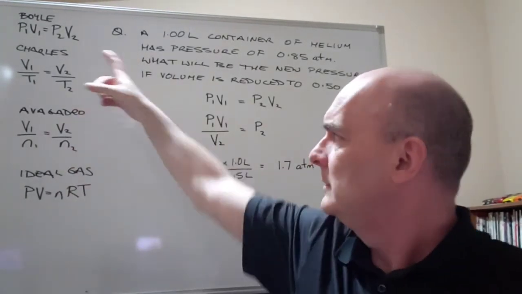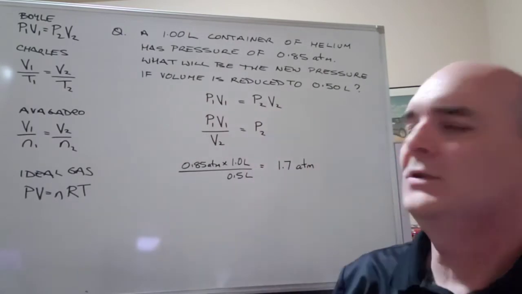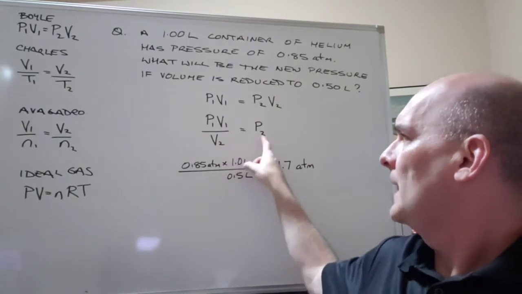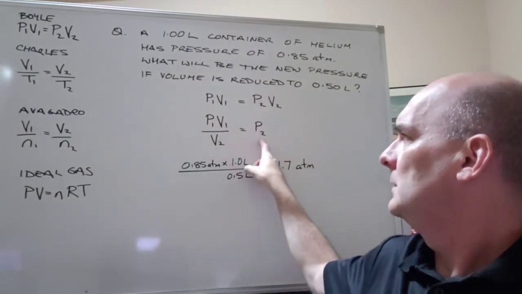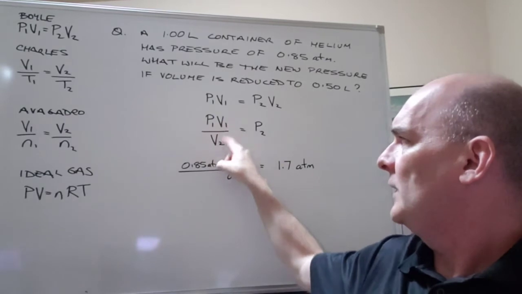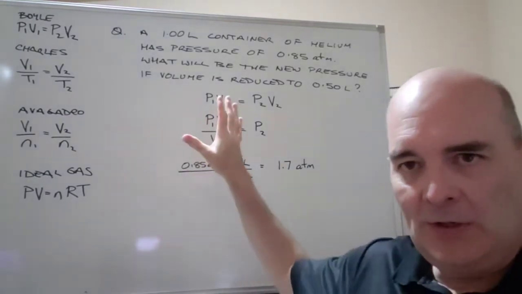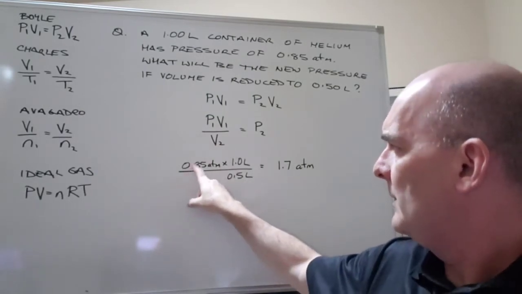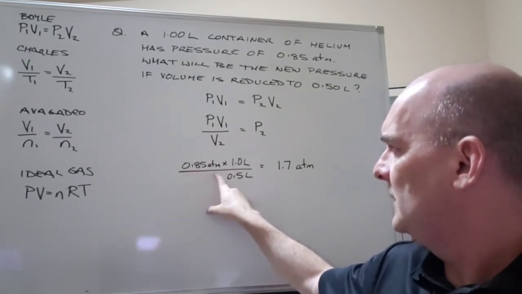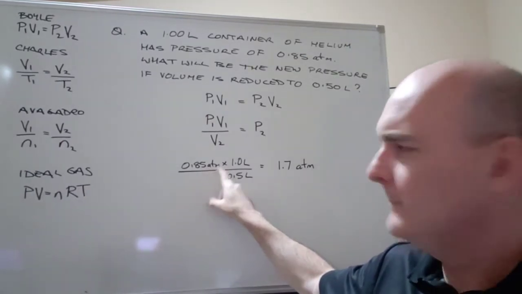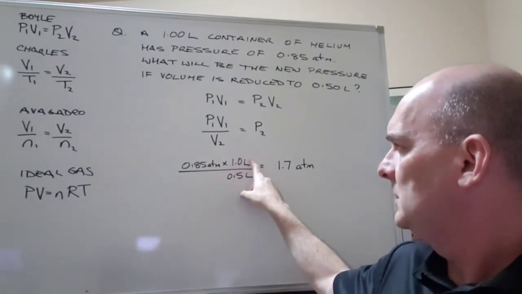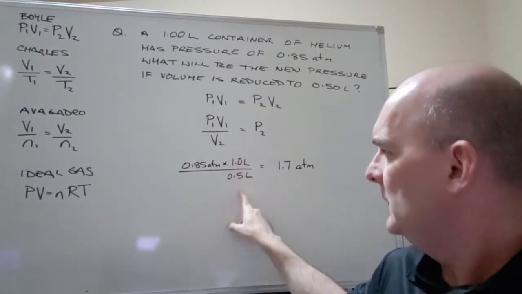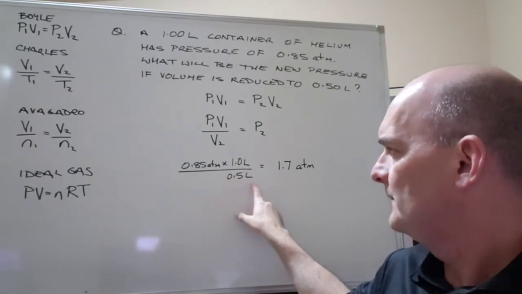That's Boyle's law. P1V1 equals P2V2. And we know how to rearrange that to isolate P2. P2 is equal to P1V1 divided by V2. So I just take the numbers that are in that question and I put them into my formula here. My P1 is 0.85 atmospheres. That's the pressure at the beginning. My initial volume is 1.0 liters. And my new volume is 0.5 liters.